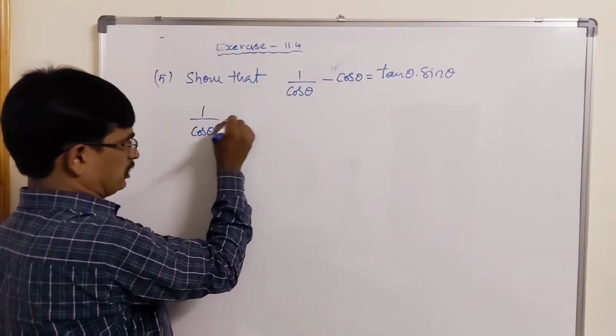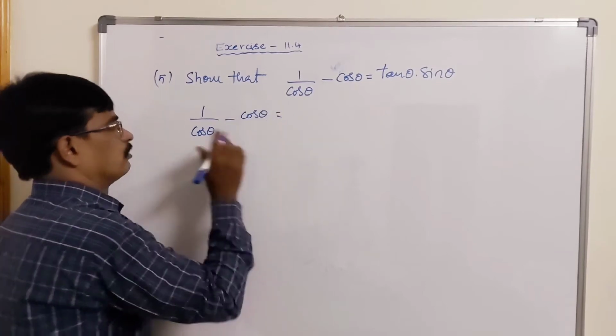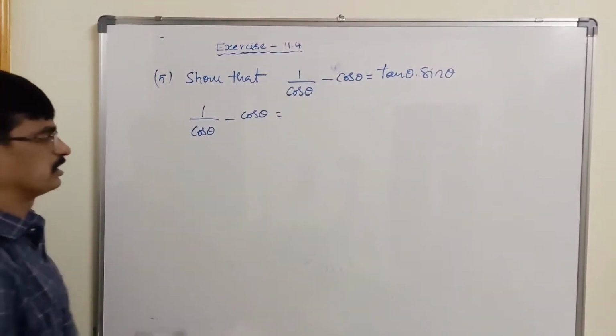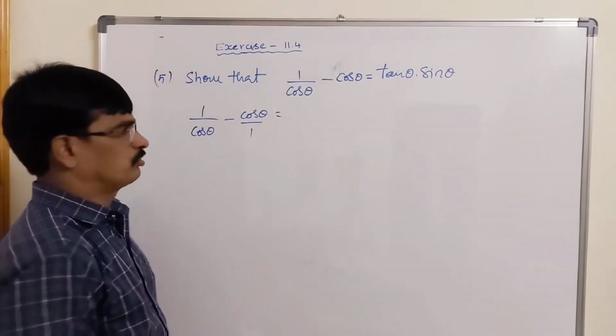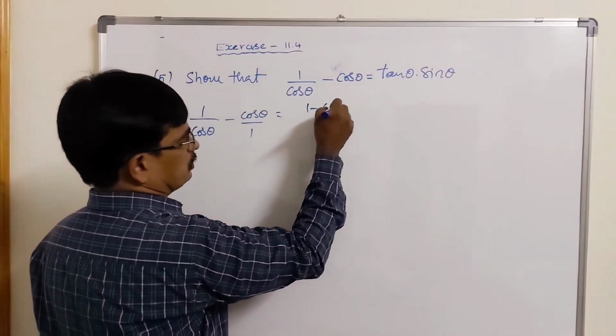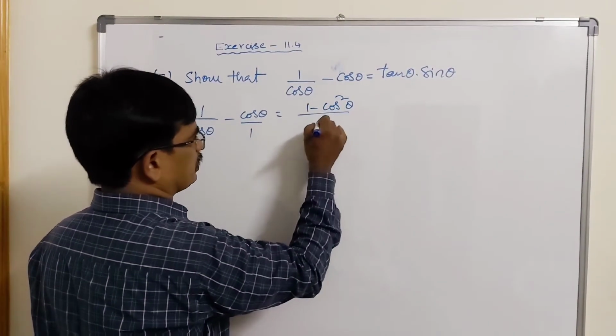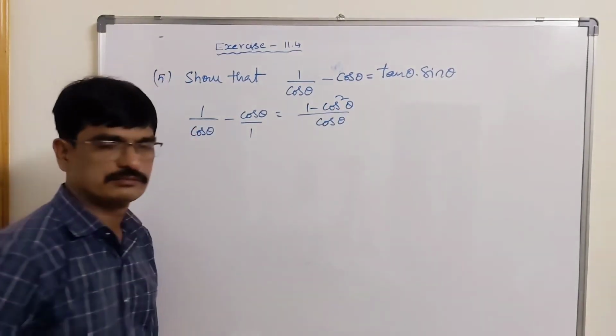First write the LHS part. 1 by cos theta minus cos theta. So let it be 1. Now by doing cross multiplication, we get 1 minus cos square theta by cos theta.